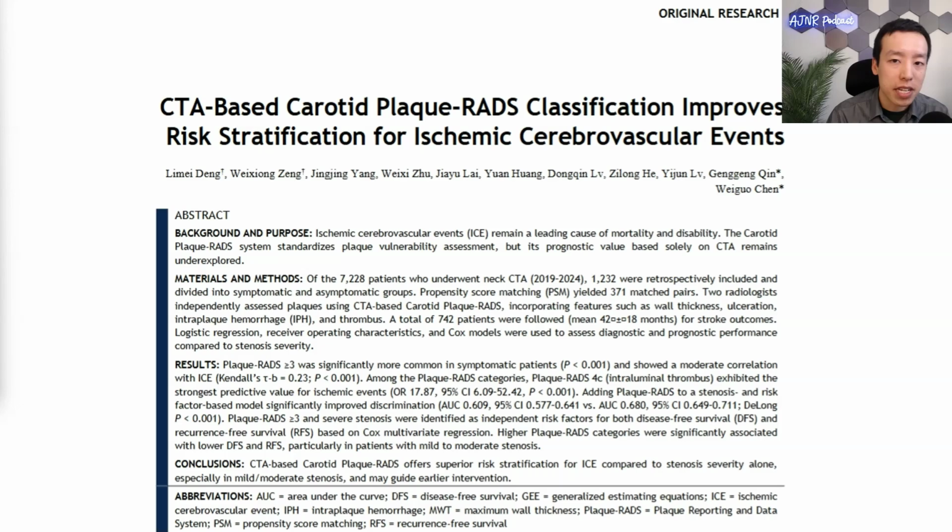Now we move on to the second paper, which asks the more important clinical question: does CTA-based Plaque-RADS actually matter for prognosis? This study, co-first authored by Li-Mei Deng and Wei-Sheng Zhang, is online now ahead of the AJNR June 2026 issue. These authors examined whether Plaque-RADS improves risk stratification for ischemic cerebrovascular events beyond what we already get from stenosis severity and standard clinical risk factors.